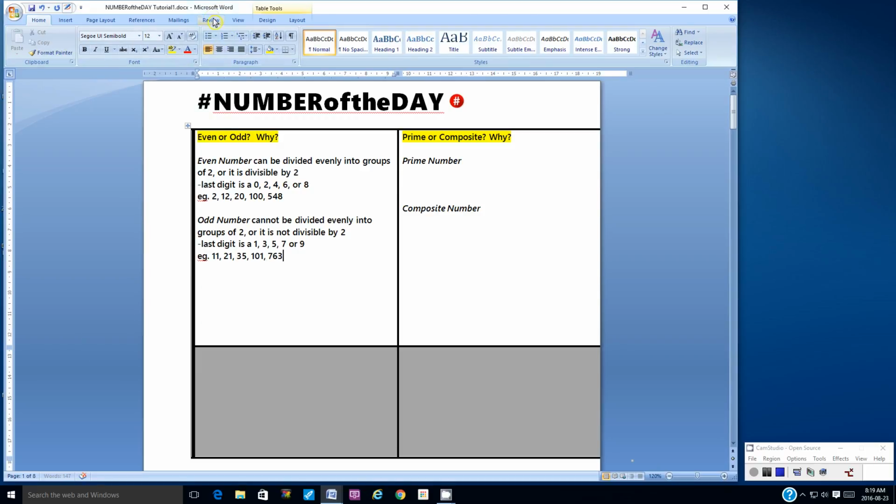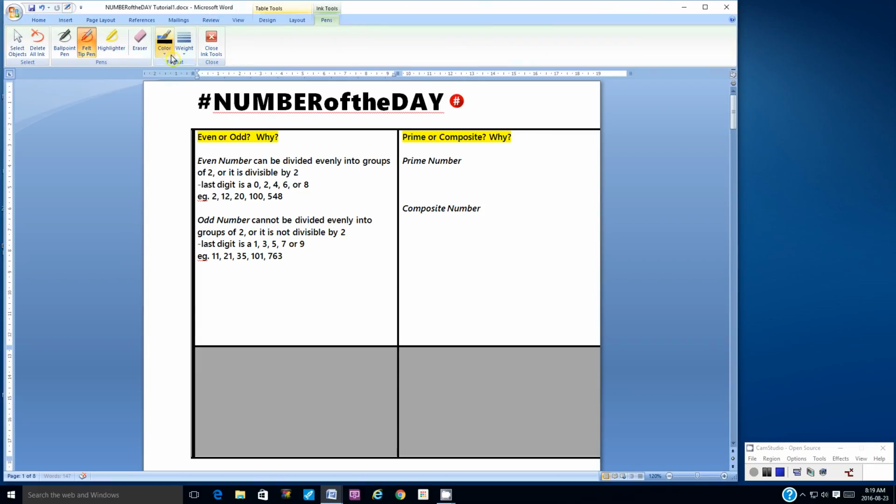So how would we answer this question with the number of the day being 12? Here's one way we can answer it. 12 is even. I think we all could answer that. 12 is even because it is divisible by 2. It can be divided by 2. Another way of saying that is it is divisible by 2.